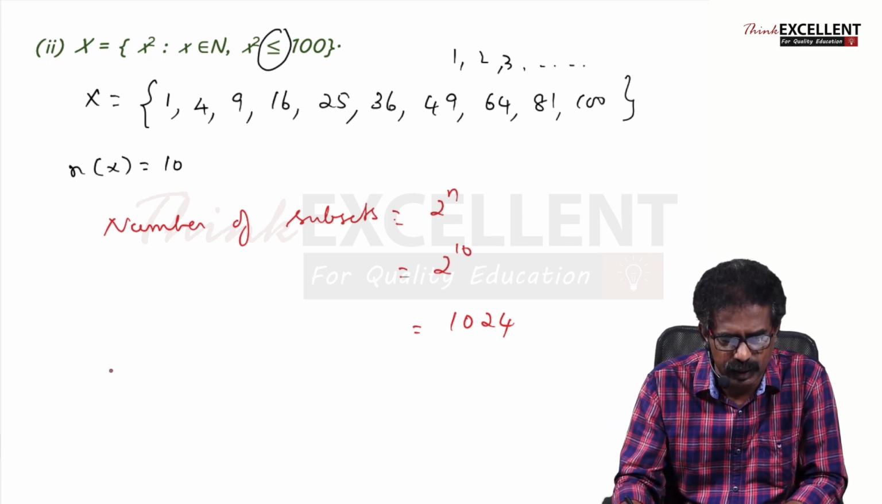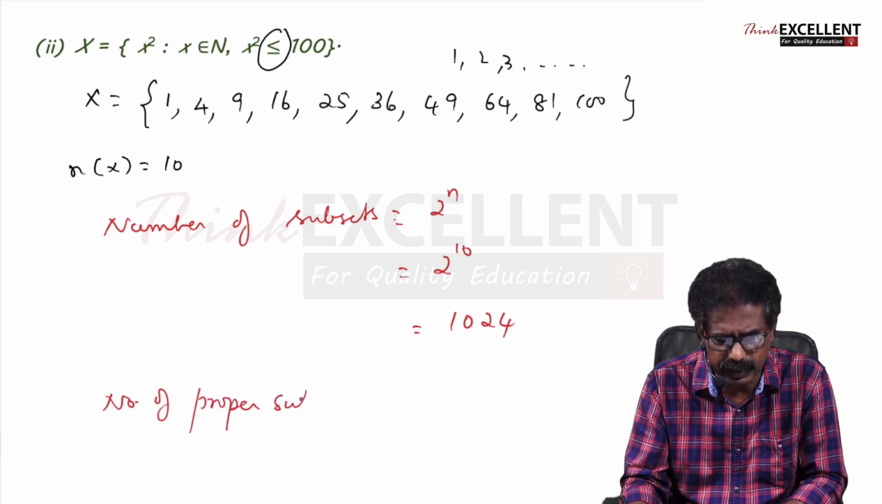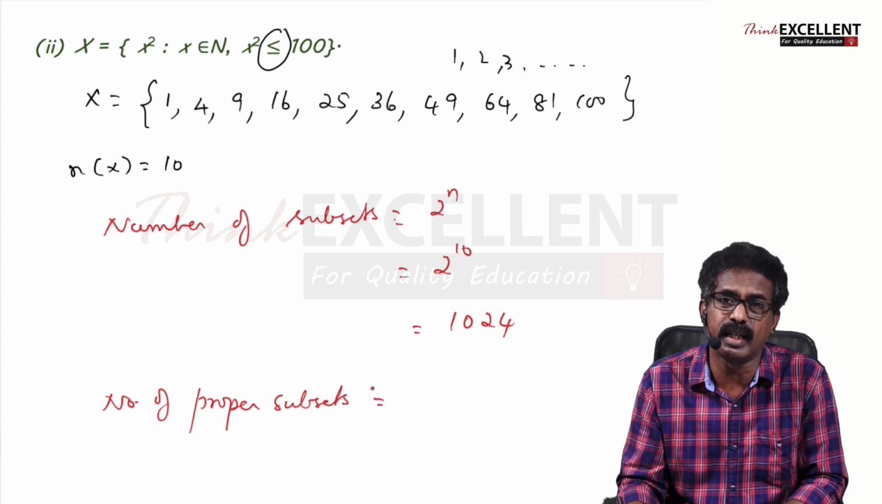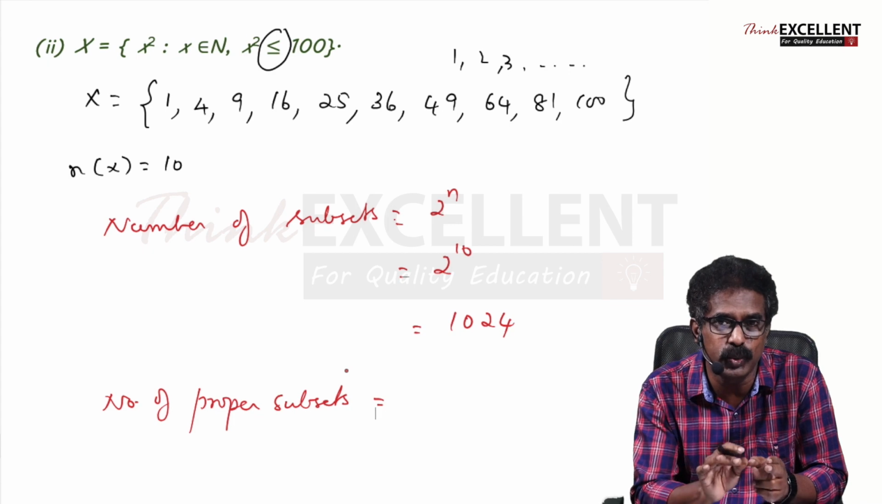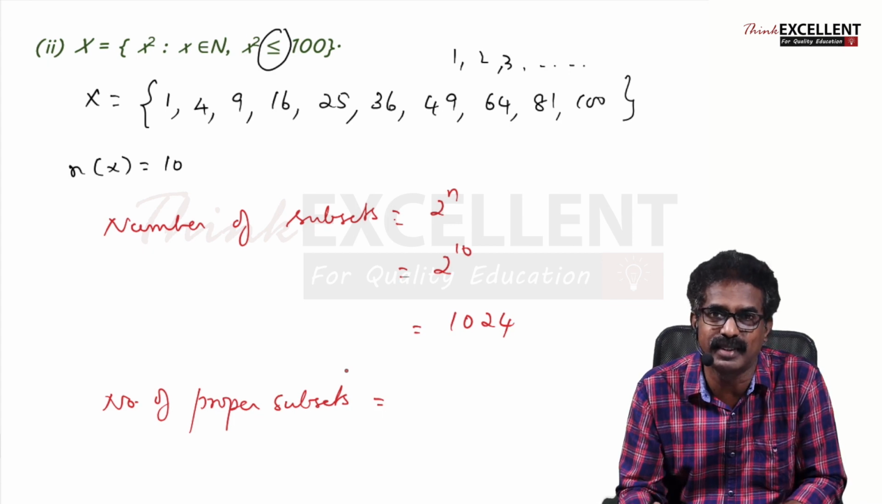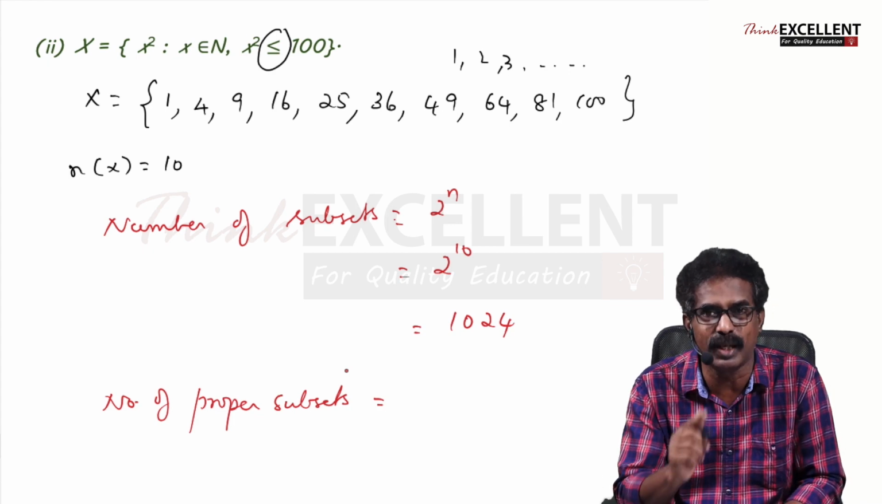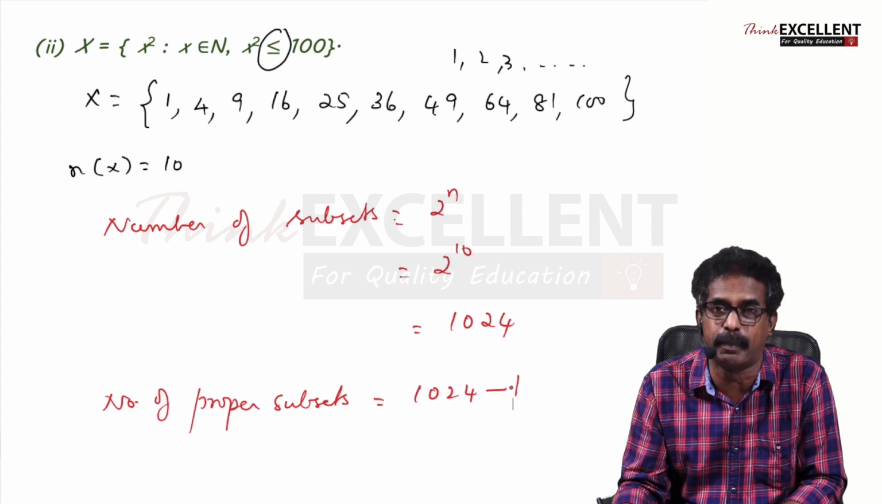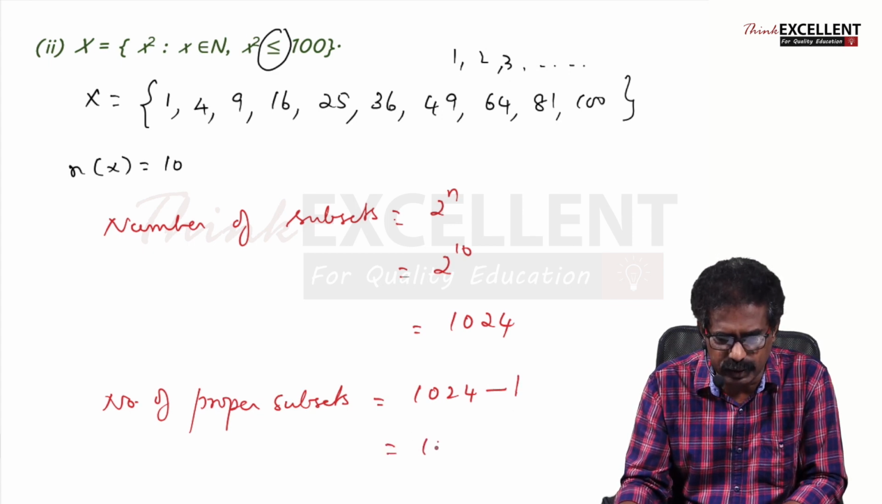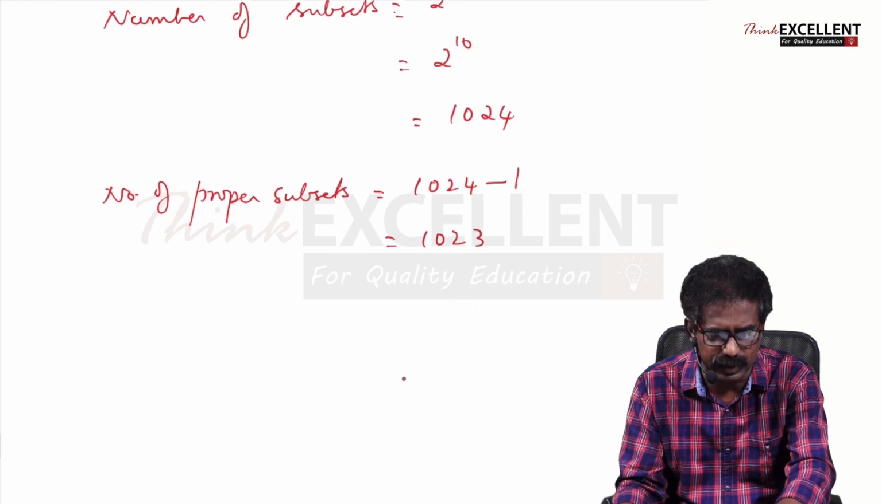Remember that. Then the number of proper subsets we need, right? Sometimes when you go for the examination, they may ask the number of improper subsets. So read the question very carefully. Only the 2 letters change the answer, right? Improper means only 1. Here it is proper subsets. So total number of subsets 1024. You remove that improper one. So your answer is 1023. Okay, so that's your answer.